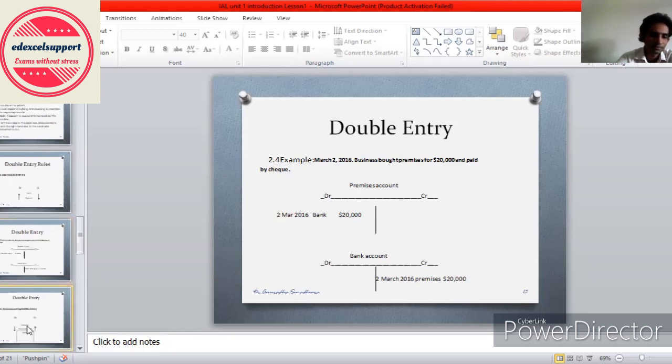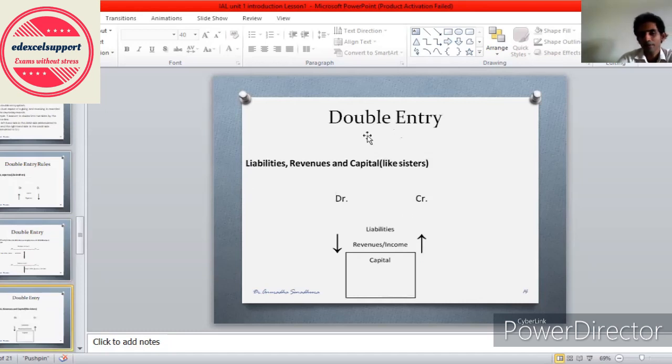We go to the next slide. The next slide explains our three sisters. That is our three accounts: liability, revenue, and capital. Since they act in the same way, we call them three sisters. So, what will happen here? Liability, income, and capital. When they decrease, the relevant account will be debited. And when they increase, the relevant account will be credited. So it's the opposite of assets and expenses.